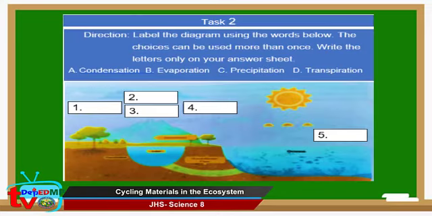For task 2, label the diagram using the words. The choices can be used more than once. Write the letters in your answer sheets. You may pause this video so you can answer task 2. You may start now.